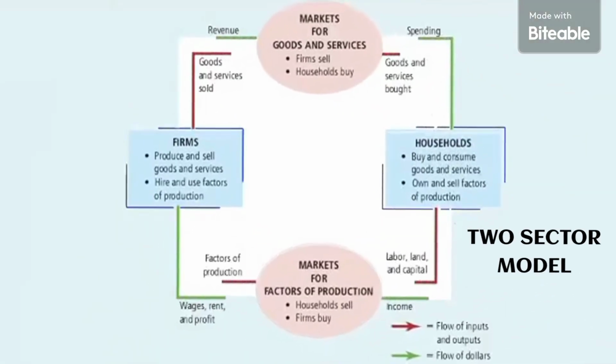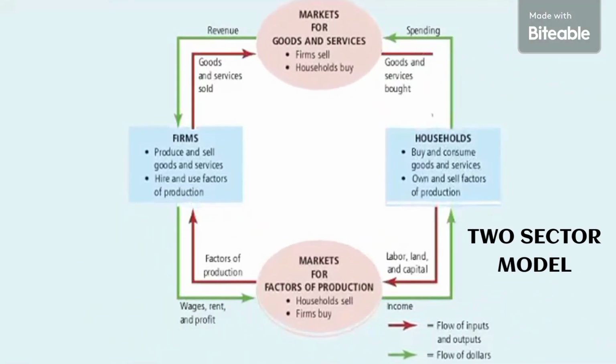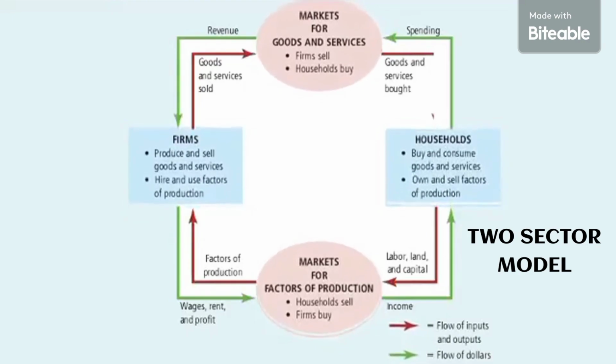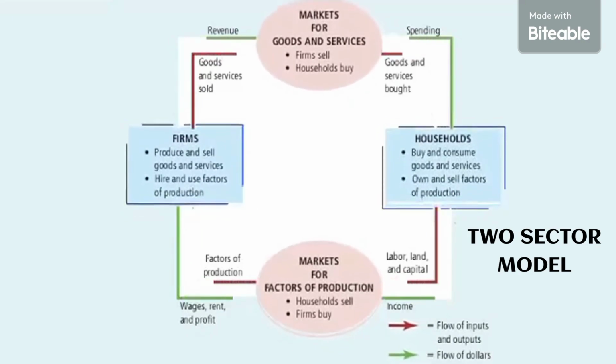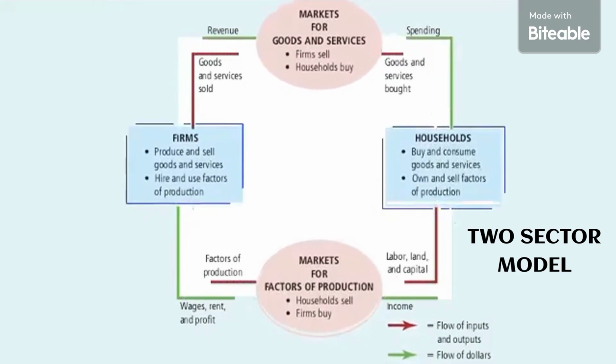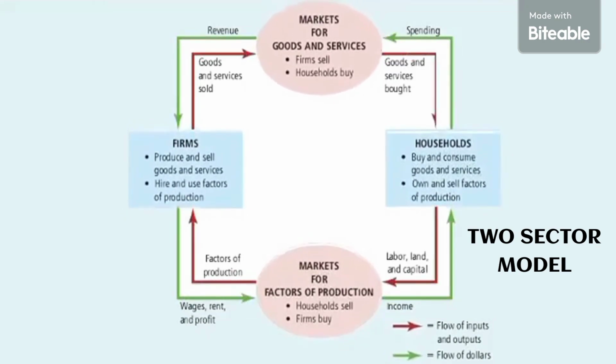This diagram is a schematic representation of the organization of the economy. Decisions are made by households and firms. Households and firms interact in the markets for goods and services, where households are buyers and firms are sellers, and in the markets for the factors of production, where firms are buyers and households are sellers.